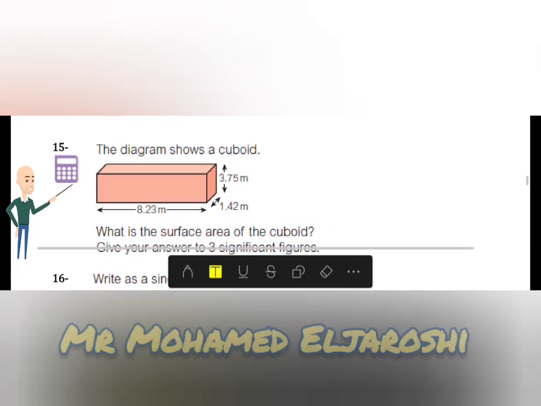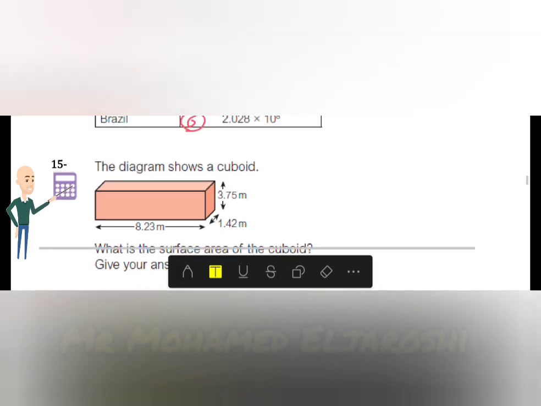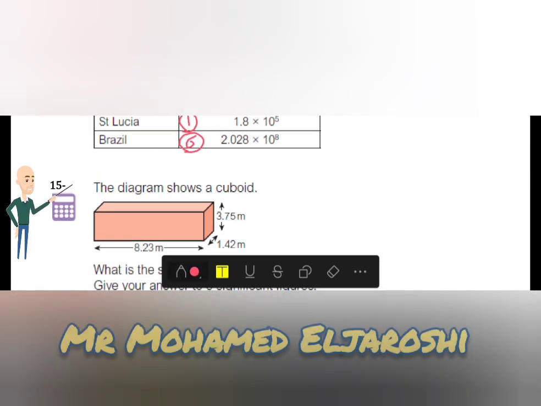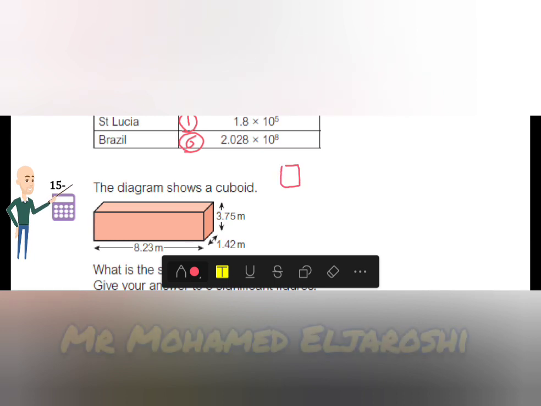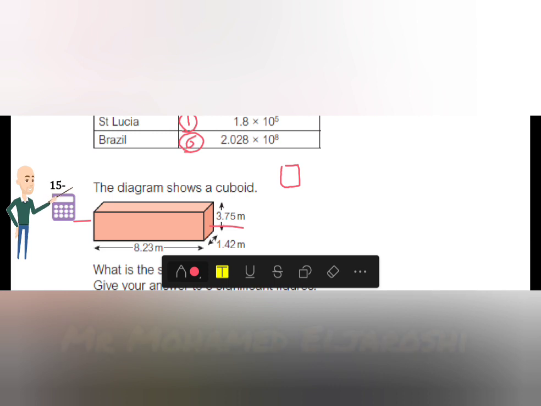So we have first, in this cuboid, we have two squares. Okay, let's do it like this. We're gonna write it here. Two squares. So we find the square size, which is this one and this one. And then we have sets of rectangles. These two are the same. And the top one and the bottom one are the same. So we find one of each and multiply it by 2.